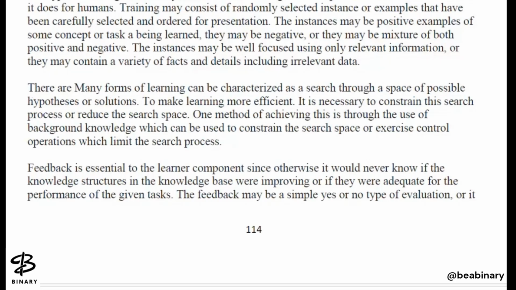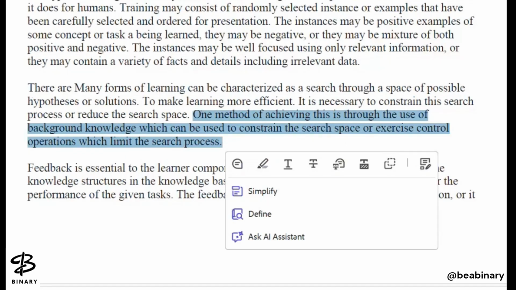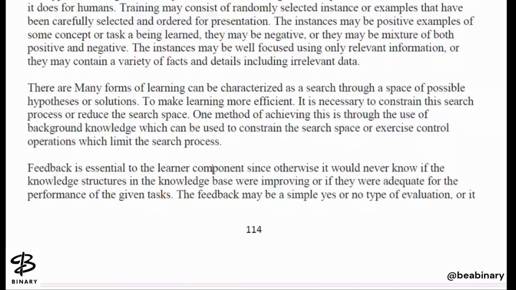One method of achieving this is through the use of background knowledge, which can be used to constrain the search space or exercise control operations which limit the search process. Whenever feedback is there, feedback is very essential to your learning purpose. Why? So that the knowledge is updated from time to time, and the system will learn from the environment. Feedback is very essential to the learning component, since otherwise it will never know if the knowledge structures in the knowledge base were improving or not, or whether they were adequate for the performance of a given task.